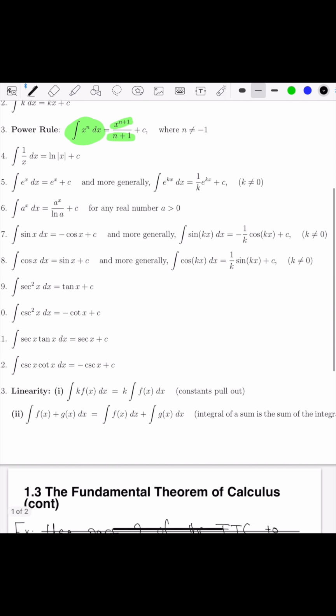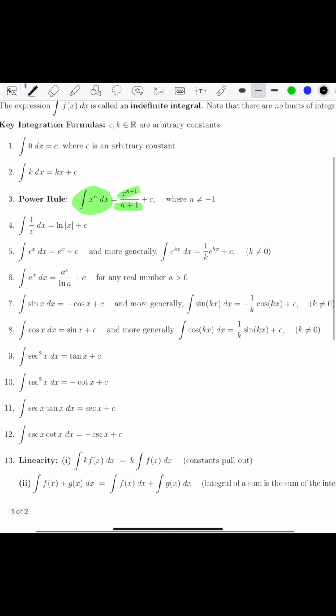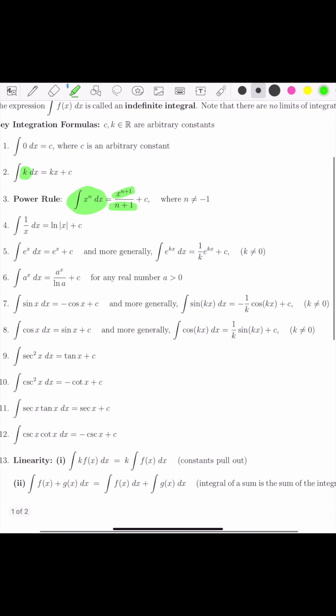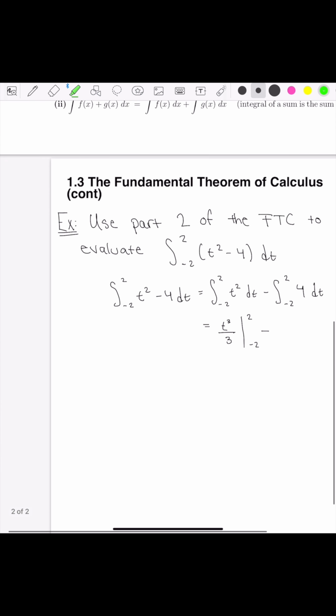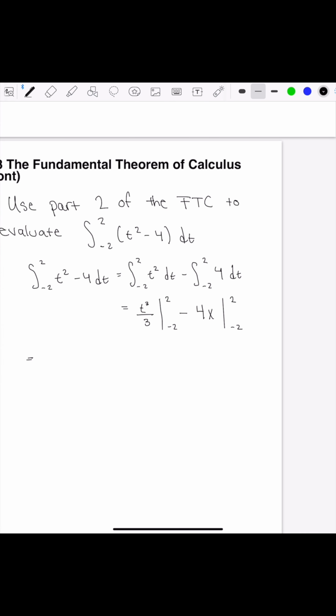And then for 4, remember, if we just have a constant k, it just becomes k times x. So this just becomes 4 times x, because our number k is 4 in this case. So now we have to just plug in the bounds.